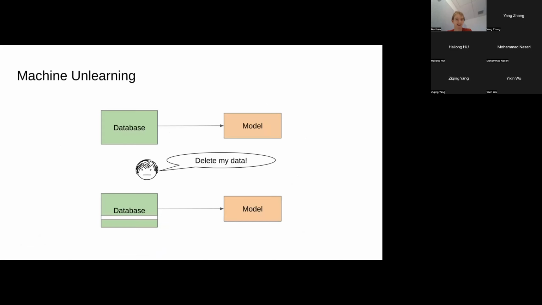This is a little picture of Bob here, and he says, "I want you to delete my data." And then you have to go back and retrain your model without that data point. This has been considered in ways where it's more efficient to delete this data, because retraining is slow. But this is a primitive that has been considered for helping people have more control over their data.